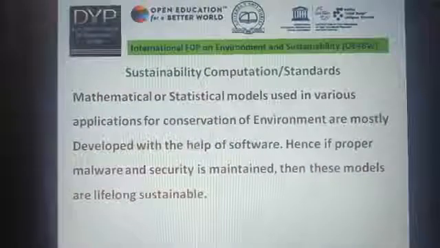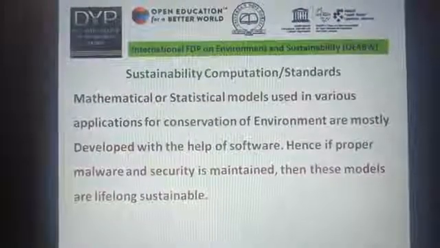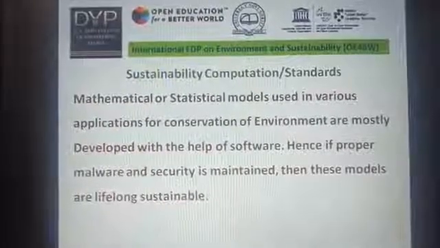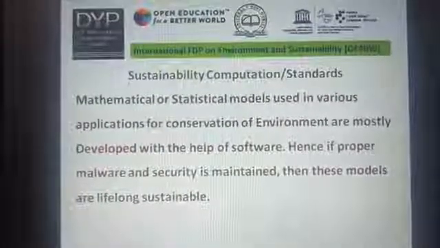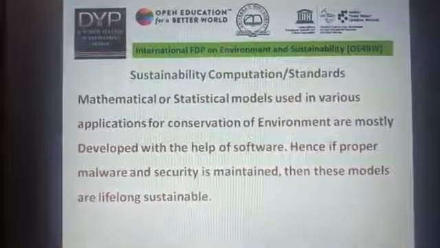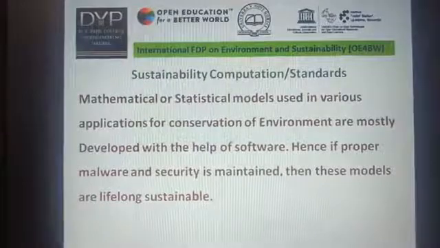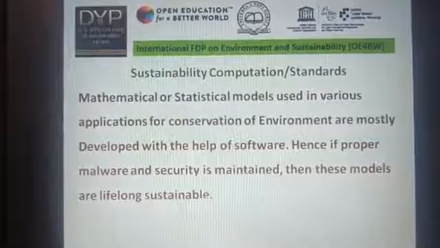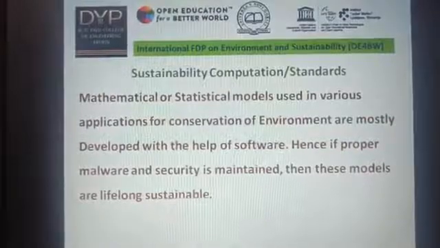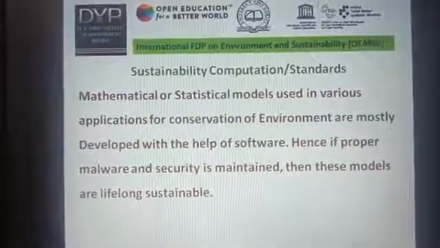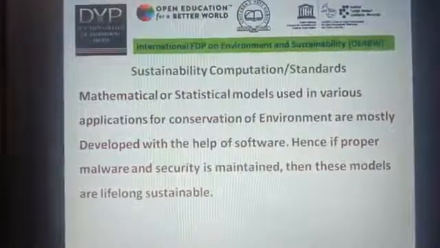The next part is sustainability computations. Now I have talked about the use of mathematics for environment sustainability. These mathematical or statistical models used in various applications for conservation of environment are mostly developed with the help of software. Hence, if proper malware protection and security is maintained, then these models are lifelong sustainable. There is no question about sustainability.